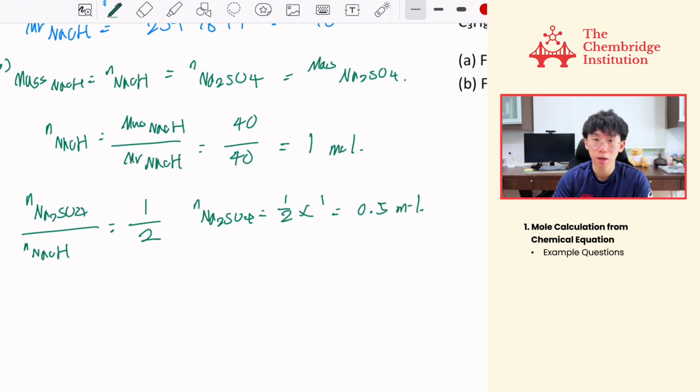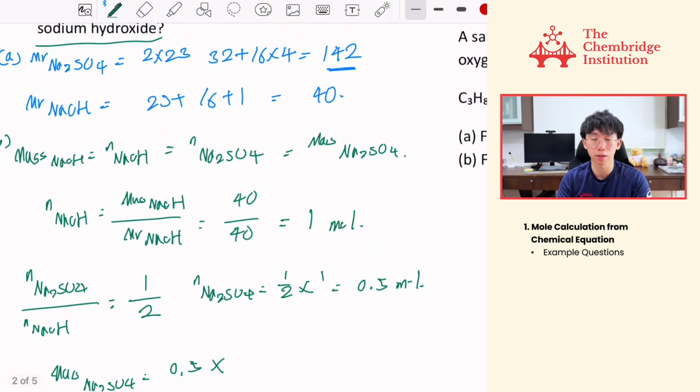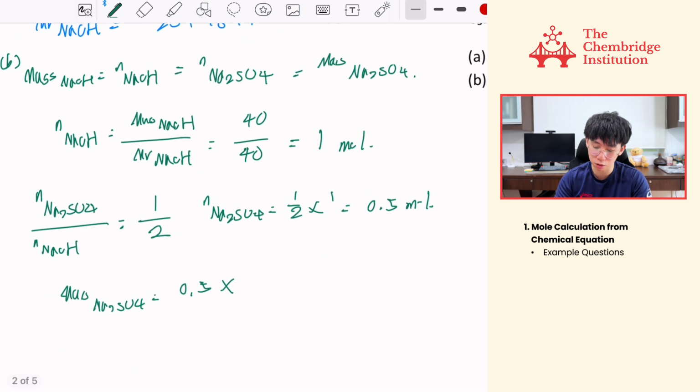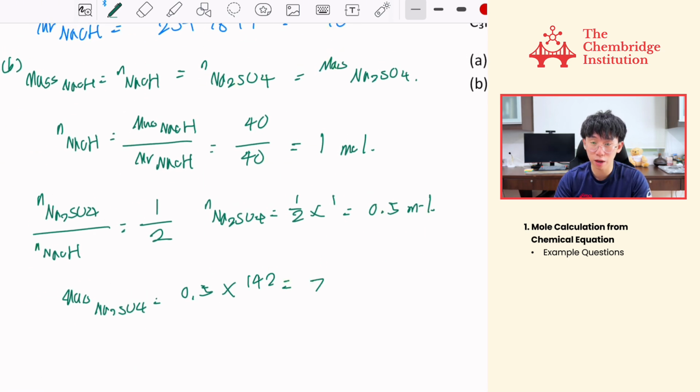So the number of moles of sodium sulfate is just half times 1, which is 0.5 moles. Then we can find the mass of sodium sulfate, which is just 0.5 times the MR, which we already calculated beforehand. We want to use part A if we can. So it's just times 142, which gives you a value of 71.0 grams. Final answer, with 3 significant figures.